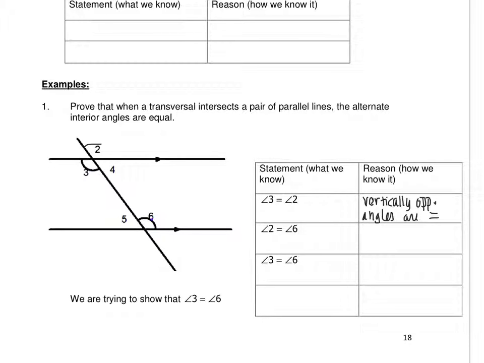The reason we know that is because 2 and 6 are both on the same side of the transversal, both above the parallel line. So that means they're corresponding angles. And corresponding angles of parallel lines are equal. That's the one we said we're going to assume we know is true. So if we put those two things together, if angle 3 equals angle 2 and angle 2 equals angle 6, then angle 3 has to equal angle 6 because of the transitive property.